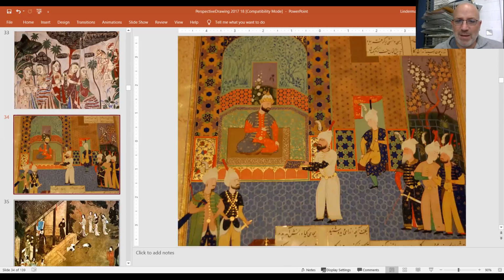We have an Islamic piece where they're really into decoration, what they call the regular division of the plane, or tessellations. So there is some sense of space. We kind of feel like these folks occupy a room, but again, it's very flat, no sense of depth.